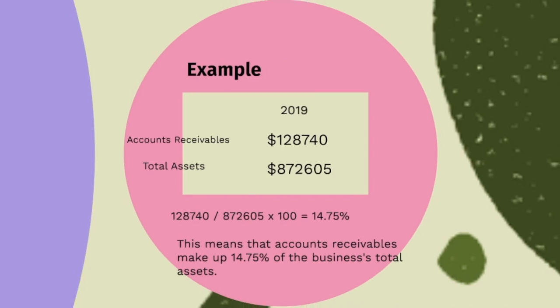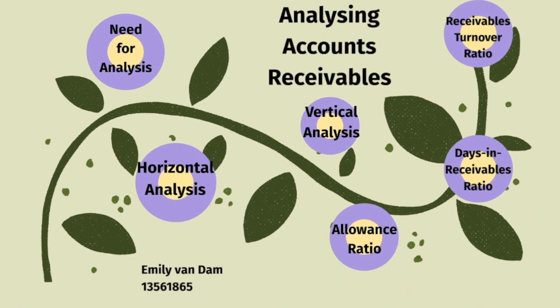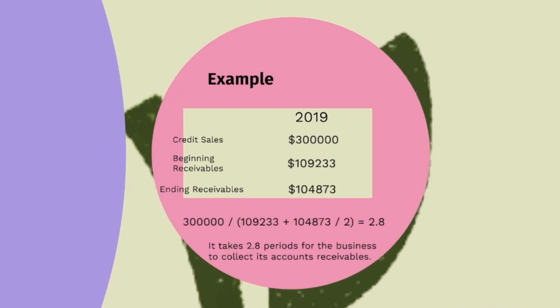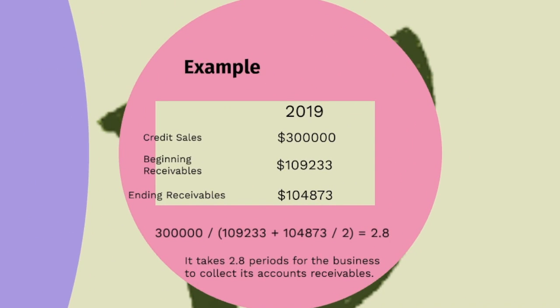financial position. The receivables turnover ratio is a measure of a company's ability to generate and then collect their receivables by comparing credit sales to average receivables. For example, this shows that it takes 2.8 periods for the business to collect receivables. However, this ratio can be misleading as the lower the number of periods, the longer it takes to physically collect the receivables.